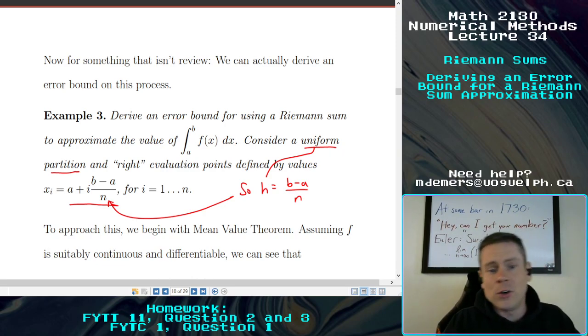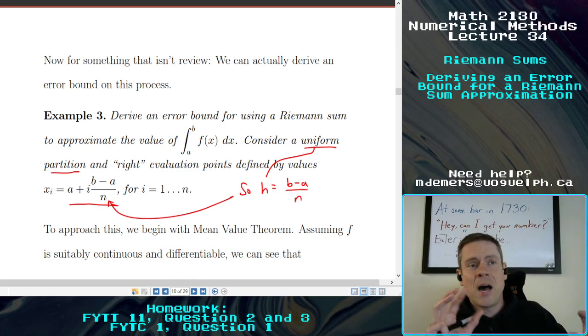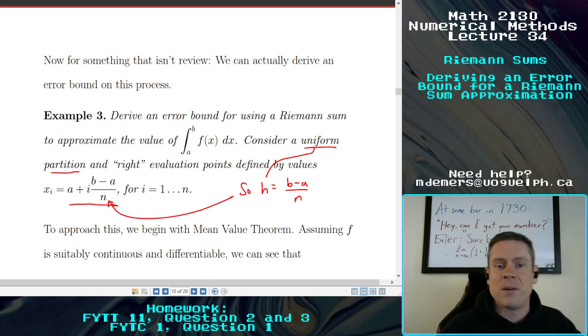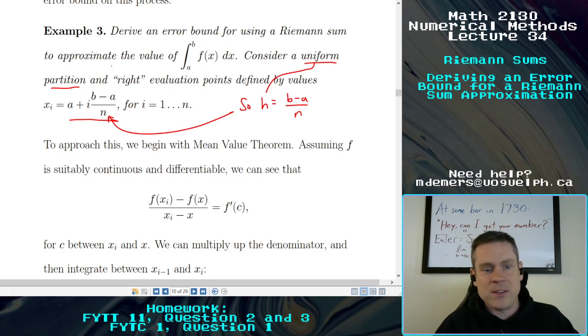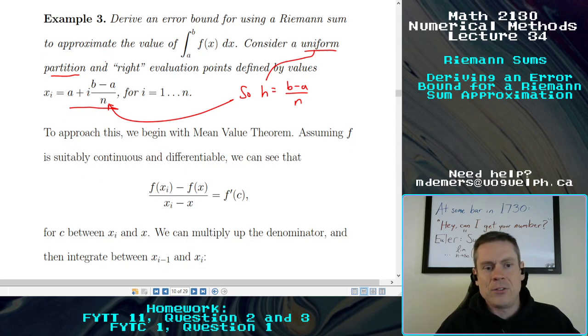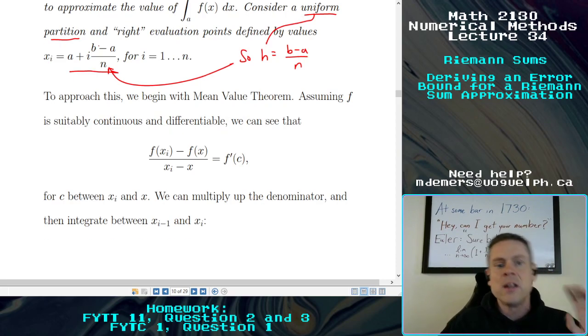Okay, so how do we do this? If we want to come up with an error term, it might not seem immediately obvious how to approach this. Kind of fascinatingly, we're actually going to jump back to the mean value theorem to start out with this. So we're going to assume for this that f is suitably continuous and differentiable, so we don't have any issues with this derivation and so on.